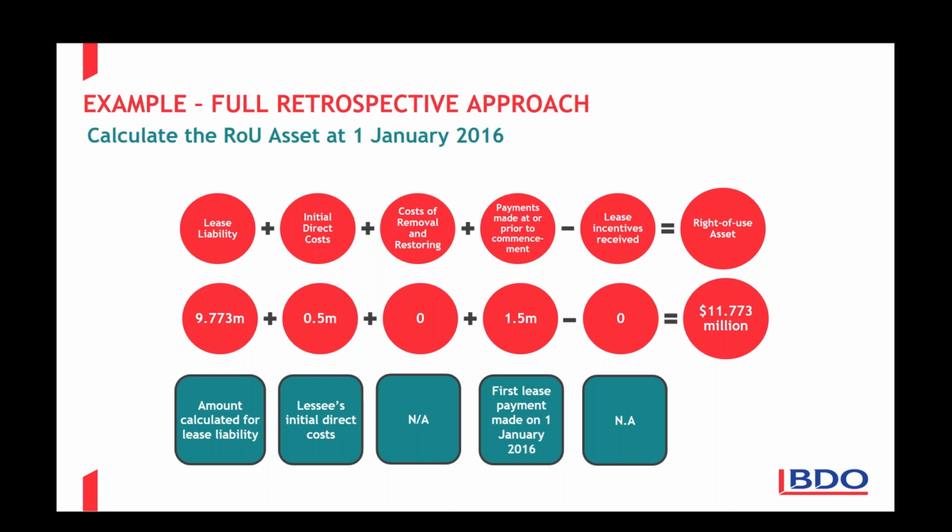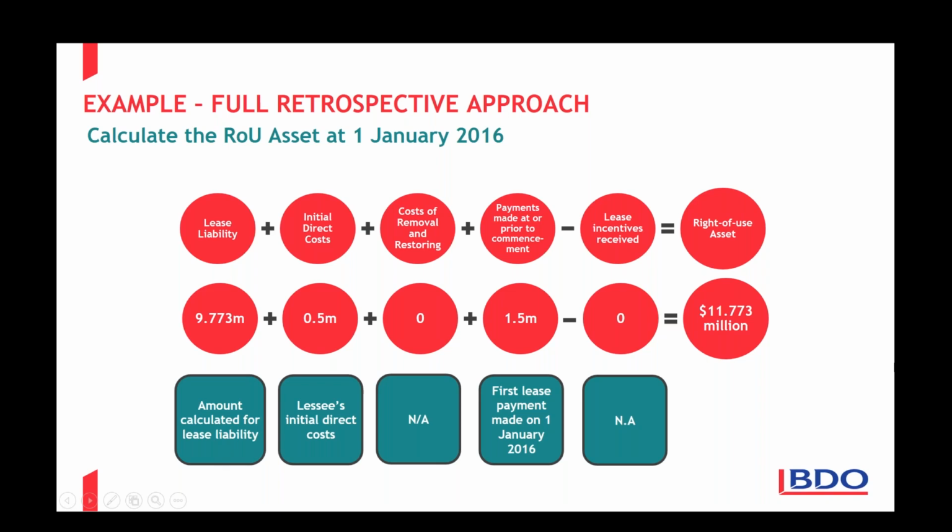So on day one, you have to make a payment of 1.5 million. Now that payment will not be included in your lease liability at that date because you've already paid it, but it has to be part of the right of use asset. So it's included here. We deduct potential lease incentives that we've received, which is nothing. So now you can see your right of use asset at the 1st of January 2016 is 11.773 million, which is more than the liability on that date because the liability did not include the payment you made on day one.